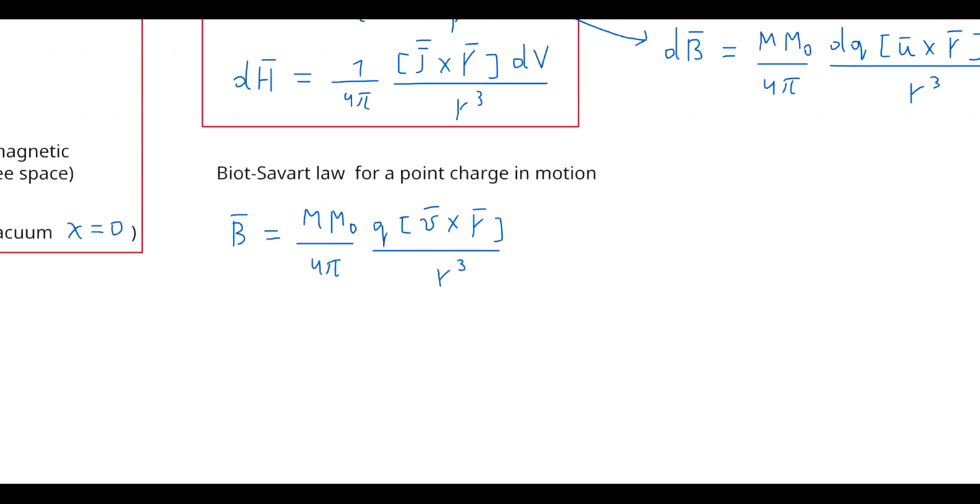Okay, and the same for vector H will be defined with this formula, but it's necessary to remove mu zero and to leave just only one. Okay, do you have any questions?